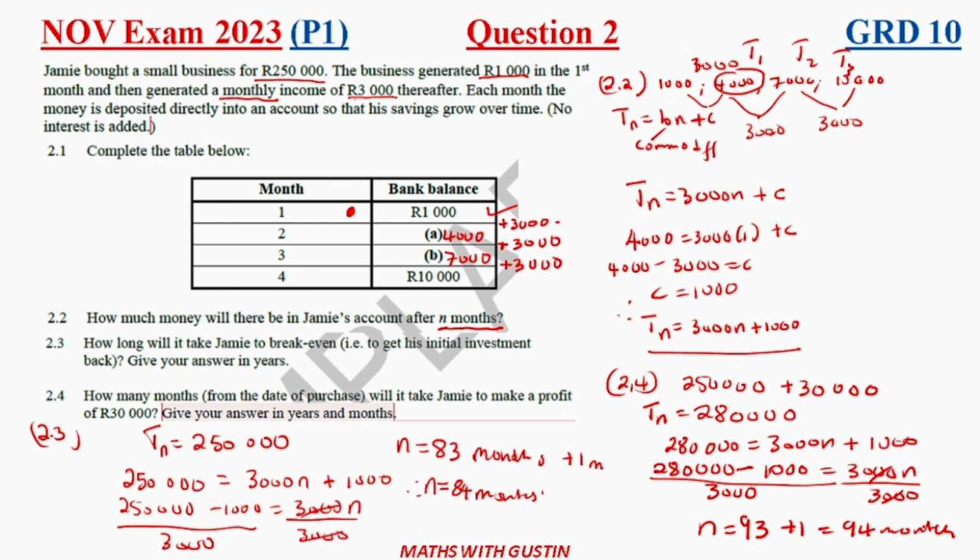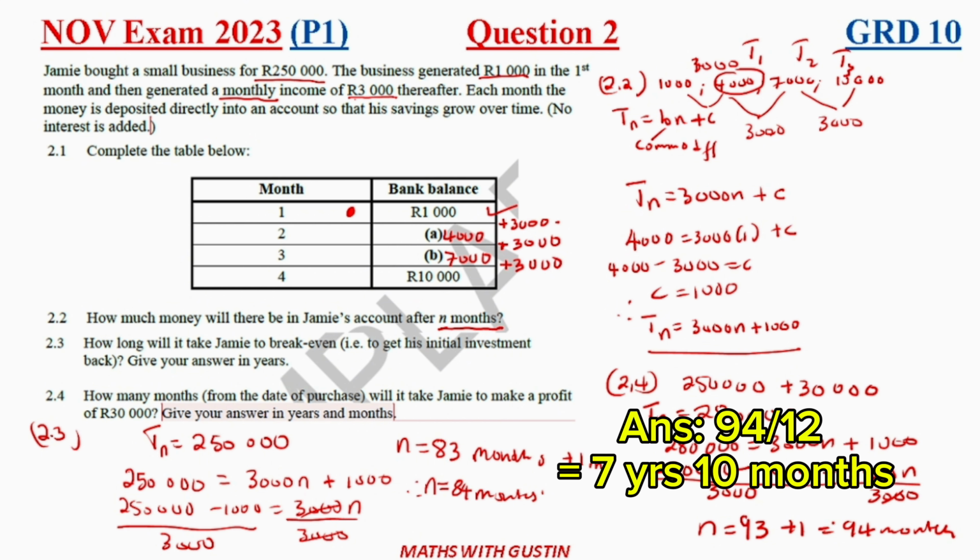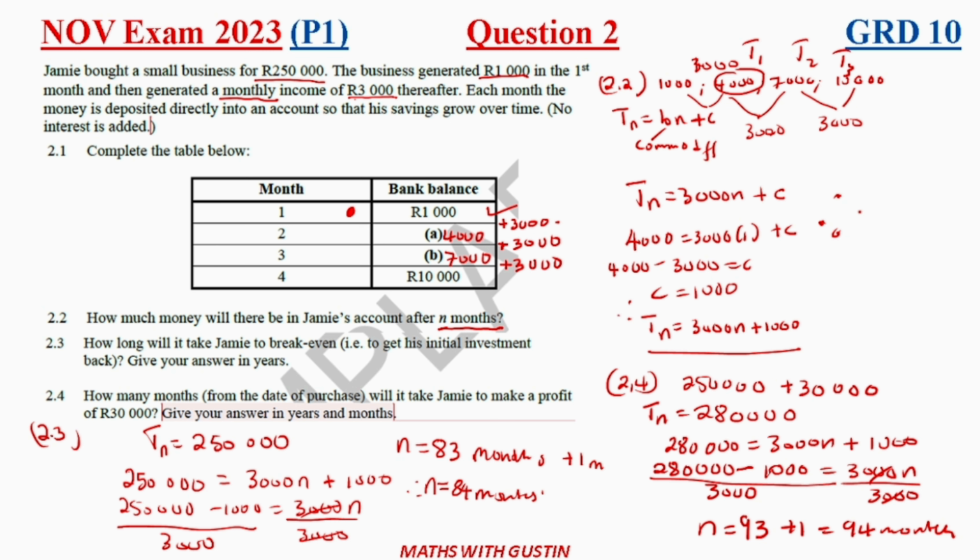So how long did it take for him to have 280,000? It took 94 months. So to break even, it was 84. Therefore, our answer in this case will have to be 94 minus the months of breaking even, which gives us 10 months. So it will take 10 months for him to have an extra 30,000 of profit. So I really hope you guys understand this question. Very nice question indeed when it comes to using words, and also for us to analyze it as a number pattern question.